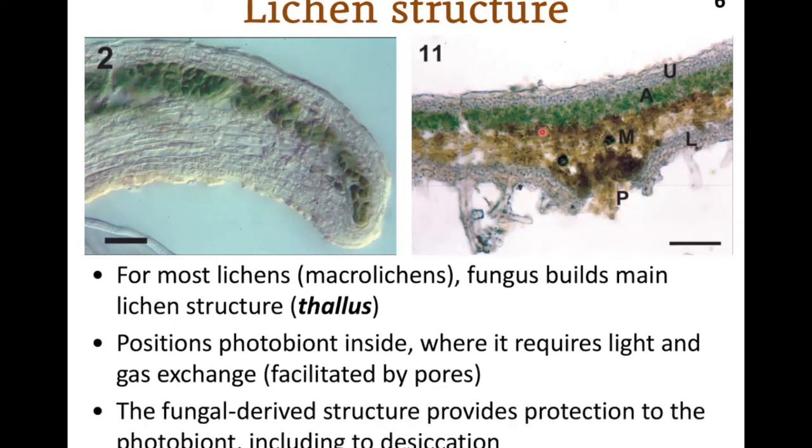And so this fungal-derived structure provides protection to the photobiont. And in particular, it provides protection against desiccation. And we'll look a little bit more at how that happens in one of the following slides. But that's the basic structure of a lichen, where the photobiont is encased inside a hyphal structure.